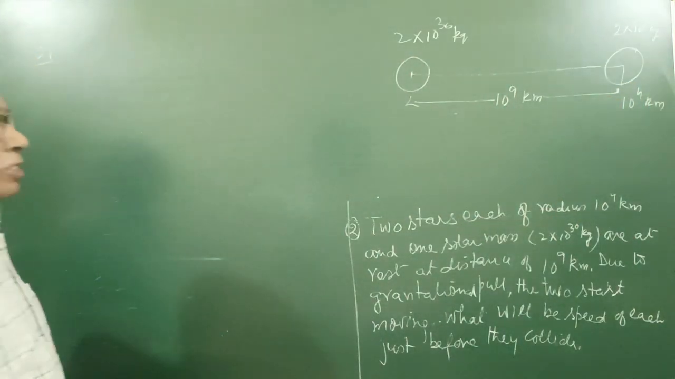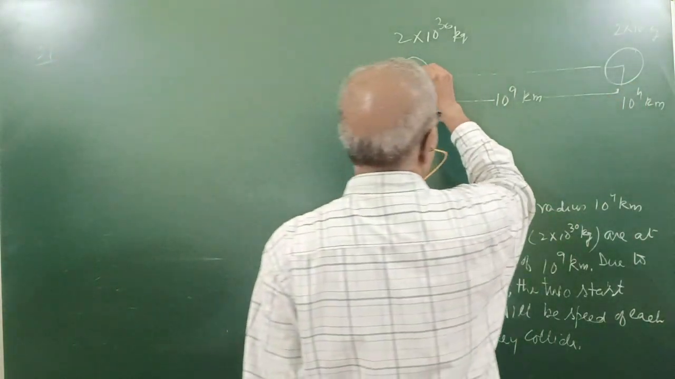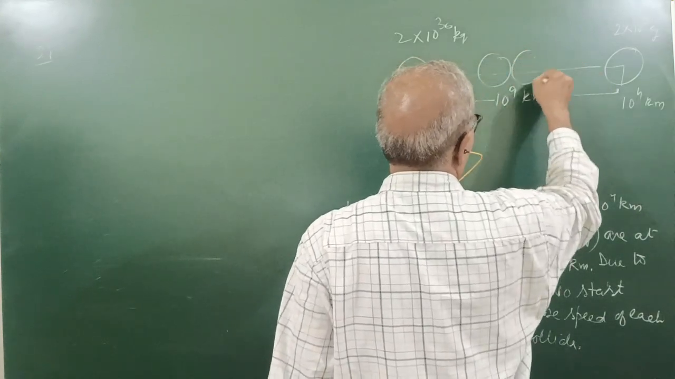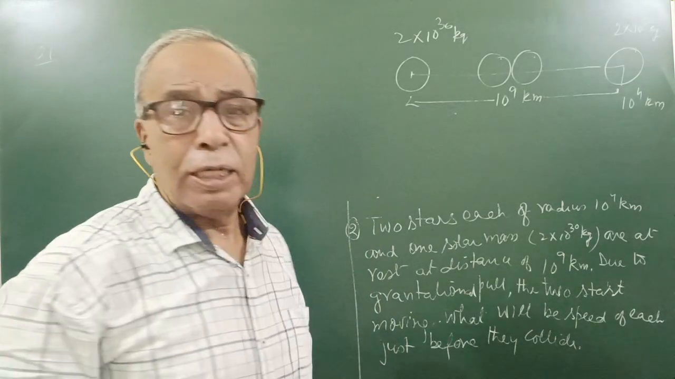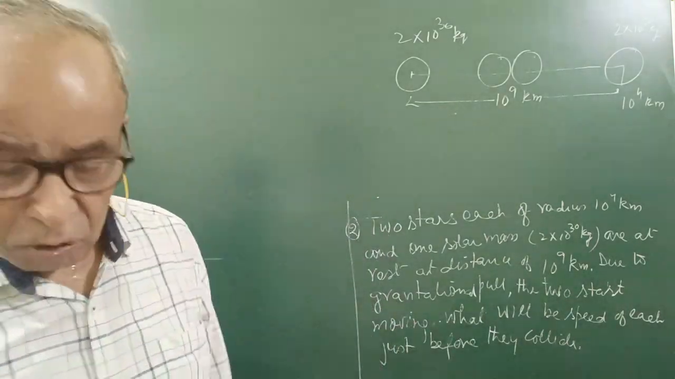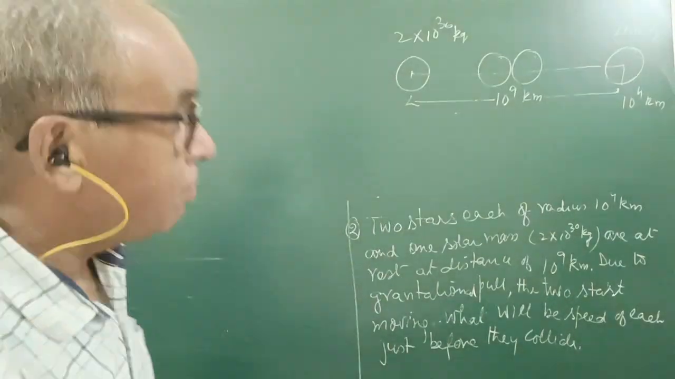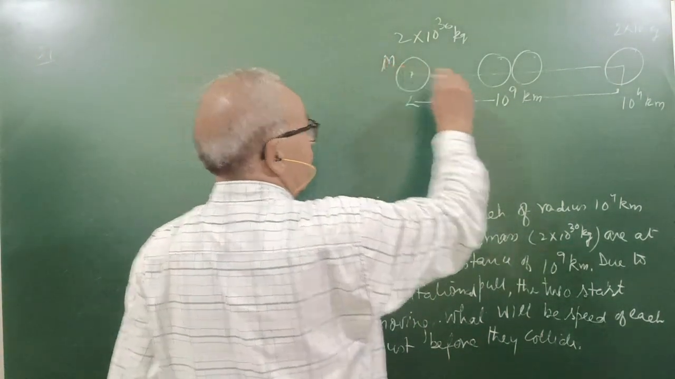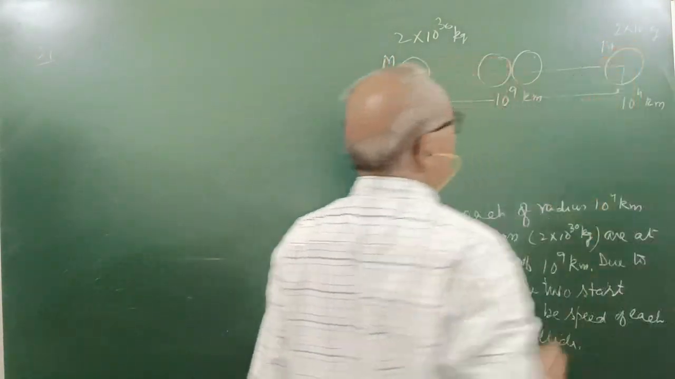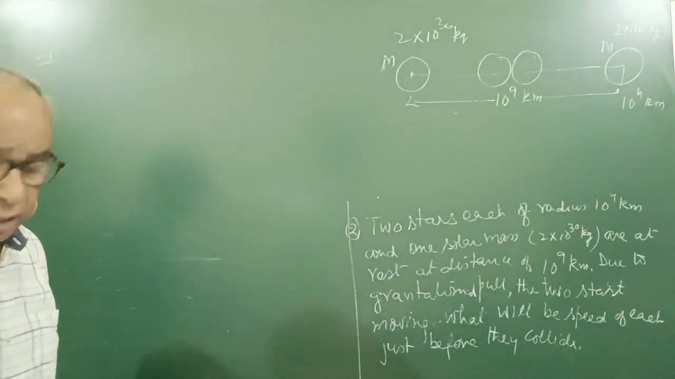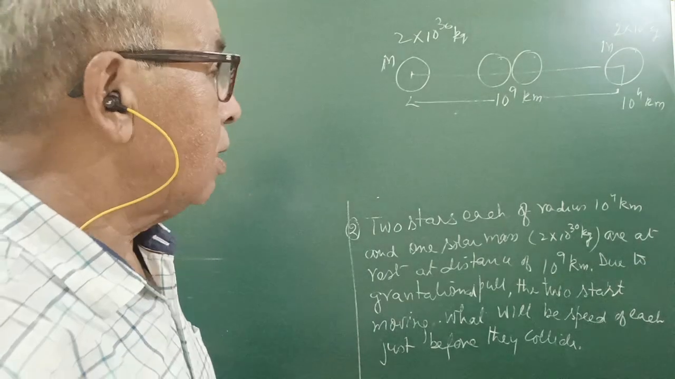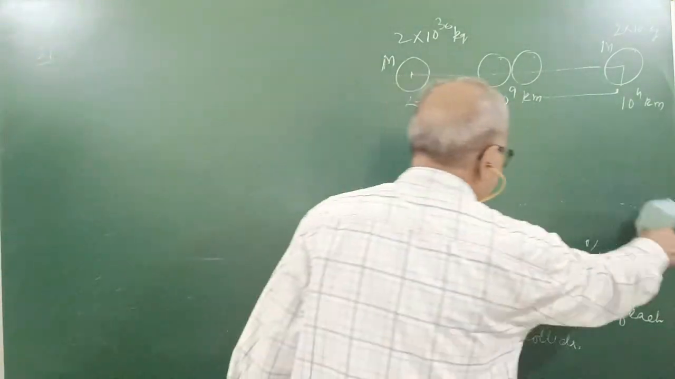So they are at rest. You are asked for their velocity when they just start moving and just when they collide. So initially, these two stars, of mass M each, are at rest. Which energy do they possess? They possess only potential energy, gravitational potential energy.